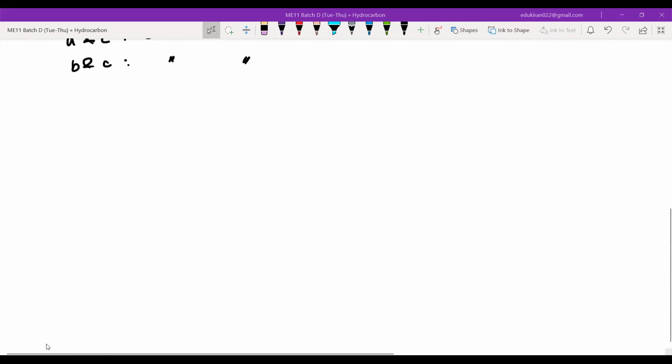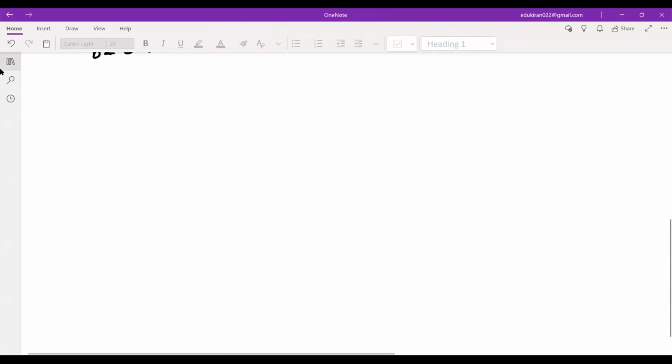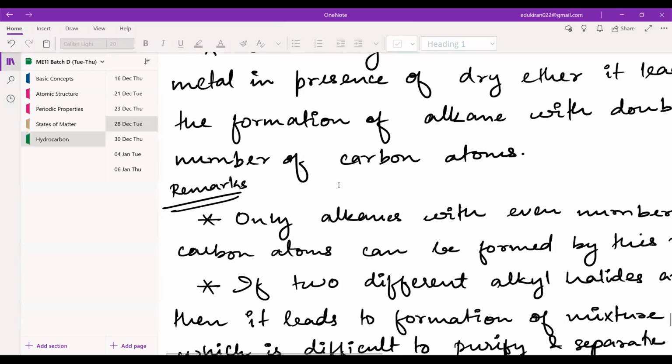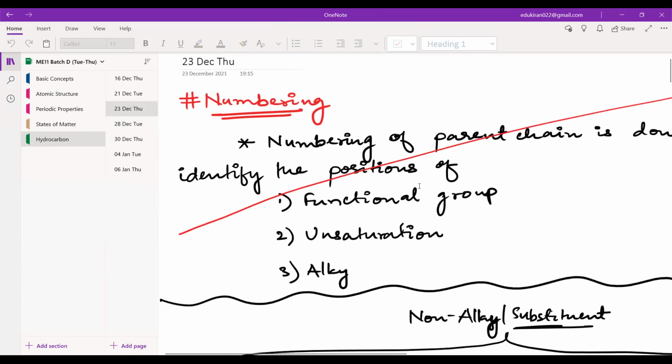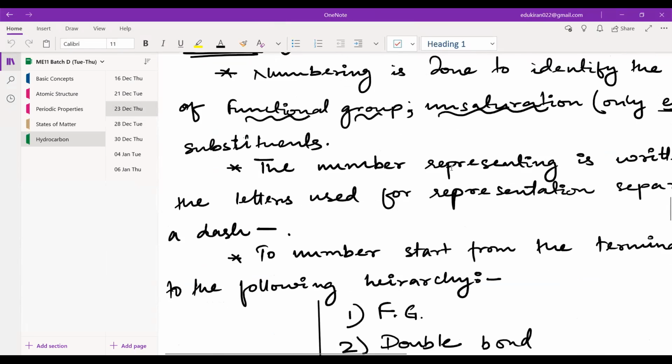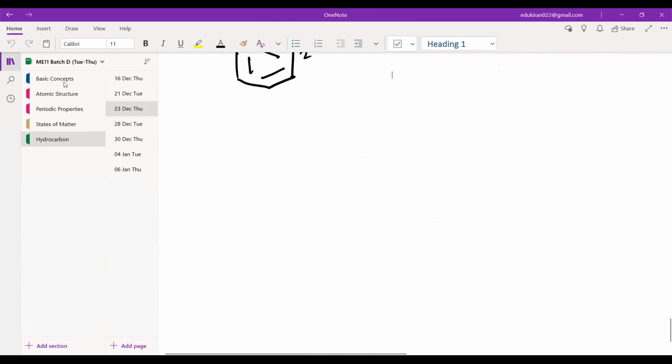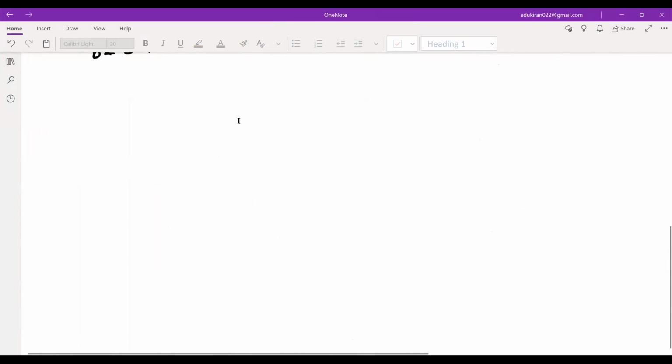Right, next, that is geometrical isomers. Geometrical isomerism. Did we do cis-trans isomers? Or are we doing isomers for the first time here? I think we did not do any isomers. Okay, fine.